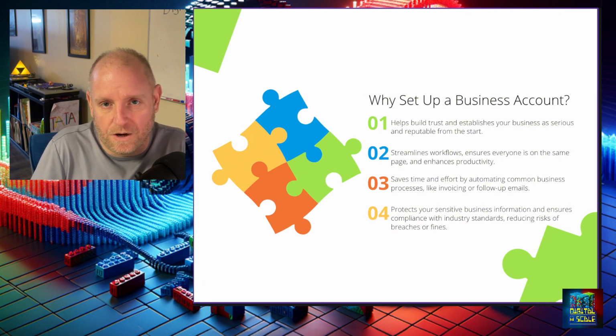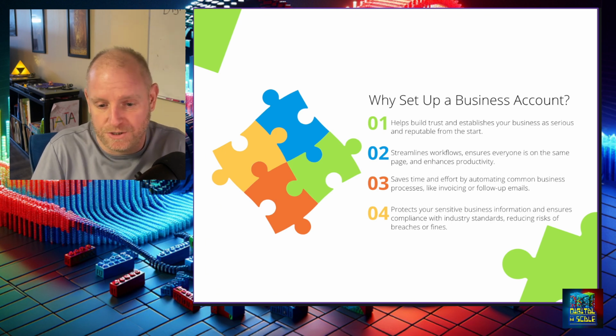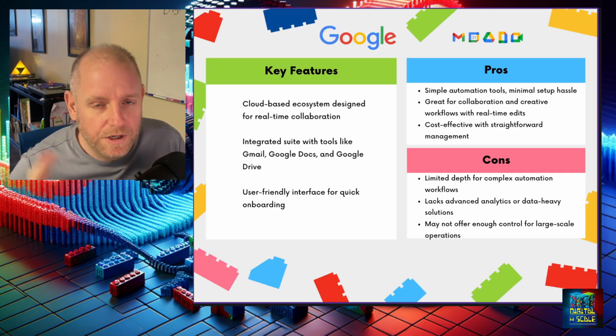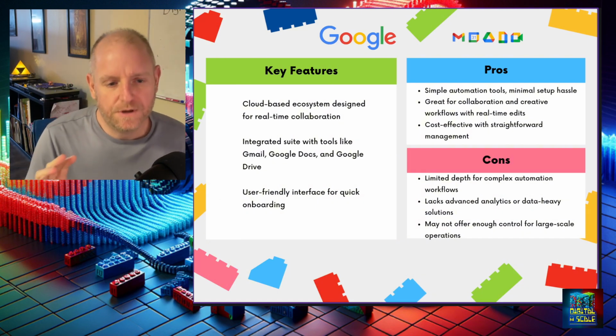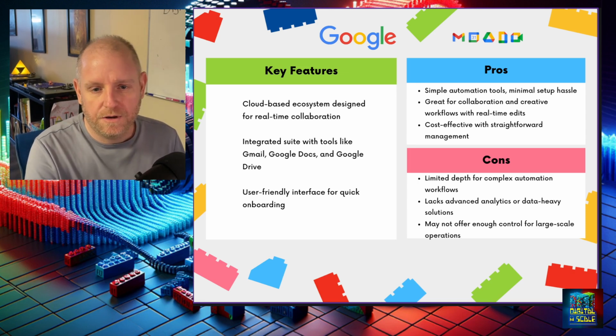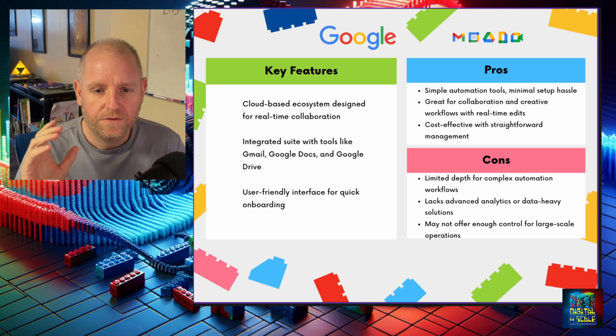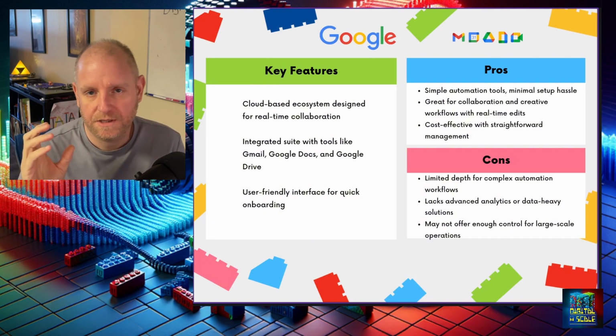And by keeping it all right there for you, it's just going to reduce your risk. All right, so we're going to go over the two that we're going to be going over today. So the two that we're going to be going over are Google and Microsoft. So some of the key features of Google are, one, it's cloud-based.